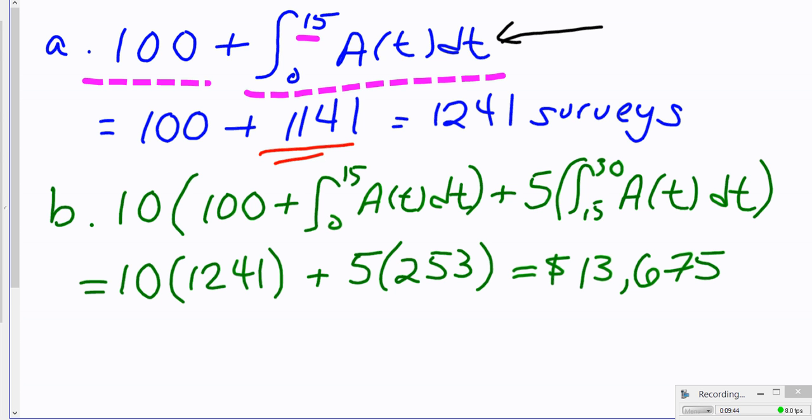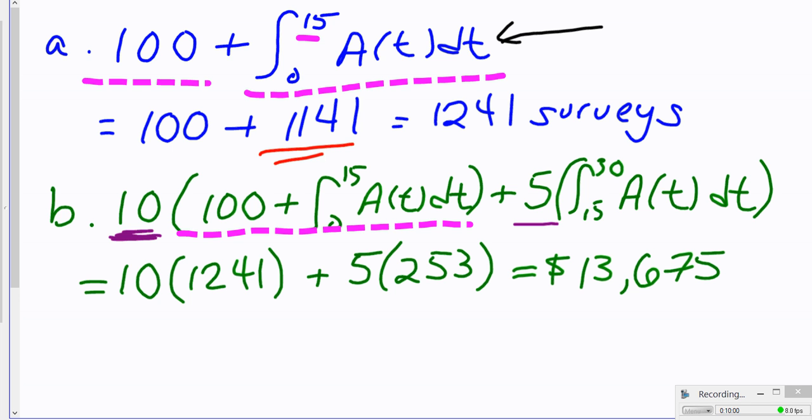In part B, they said they're going to send out differing amounts of coupons. And so this was the $10 coupon. This is the $5 coupon. And so I'm taking the value of the coupon times the number of coupons of that type.